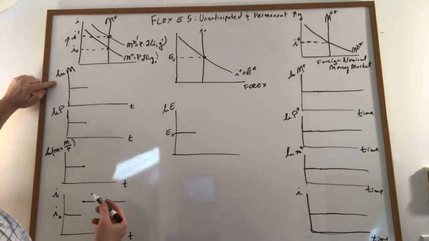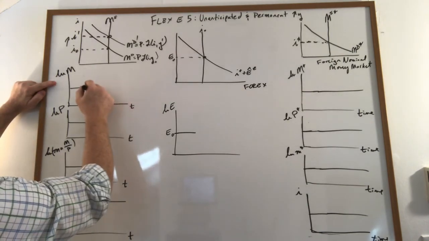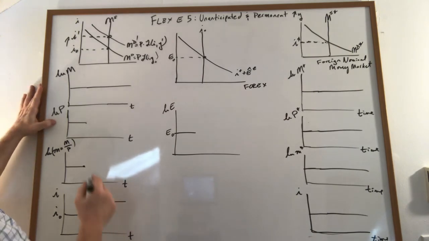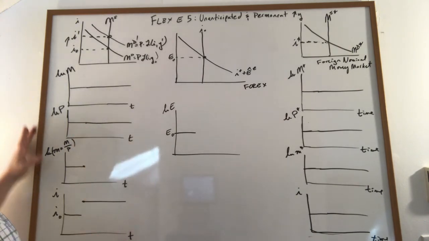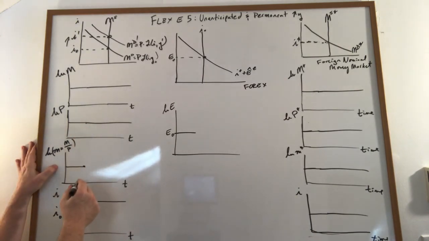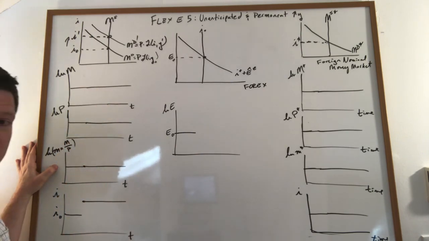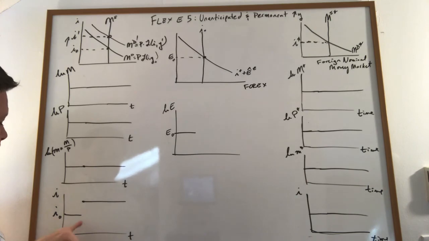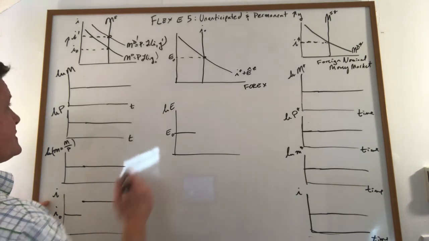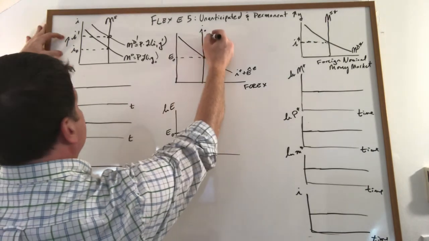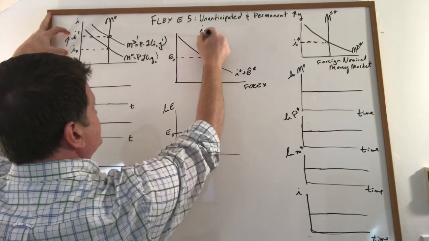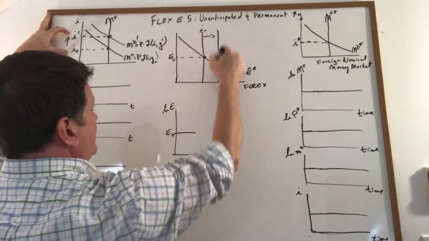Nominal money supply doesn't change. Nominal price level doesn't change. Real money doesn't change because M over P doesn't change. So the rest of the market looks like that. Pretty boring. This increased. We can see that it's going to do that here. So this increase gets translated over to here.